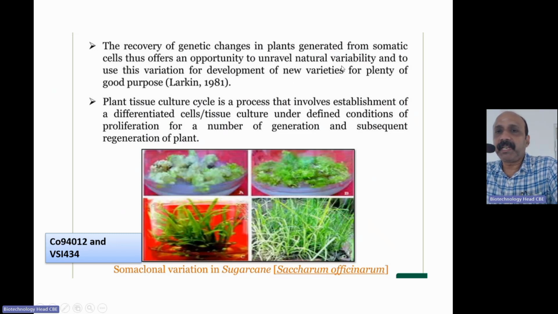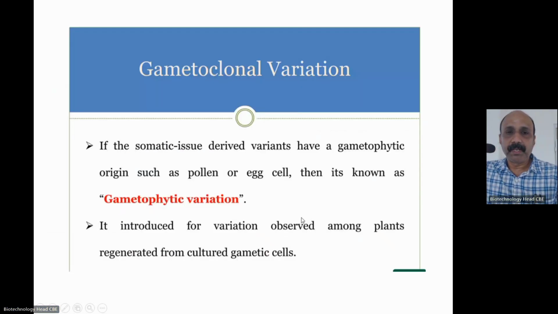So this gives natural variability, and this variation leads to the development of new varieties for a number of characters. Through establishment of differentiated cell culture under defined conditions, proliferation over a number of generations and subsequent regeneration will lead to some characters that are good, that we can keep and transmit to the next generation. So such type of somaclonal variation.